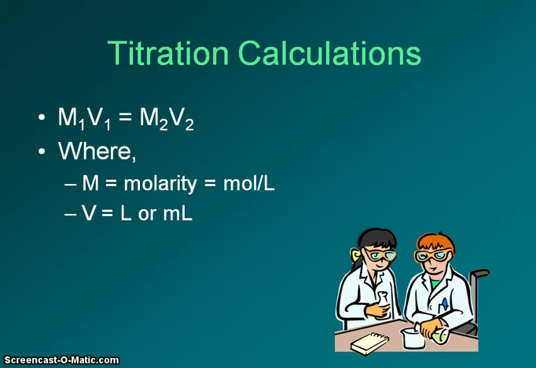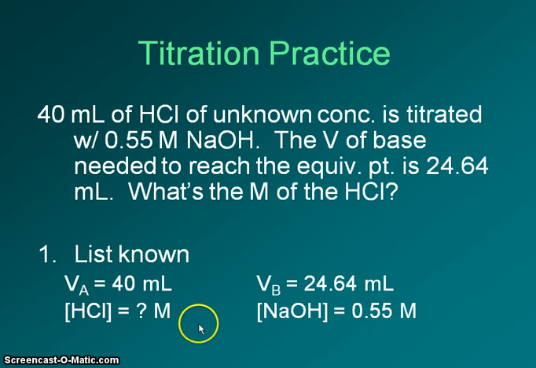The calculation that we're going to use for titrations is M1V1 equals M2V2, or MAVA equals MBVB, where the acid information goes on one side of your equation and the base information goes on the other. So M is molarity in moles per liter, and volume can be in either liters or milliliters as long as it's the same on both sides.